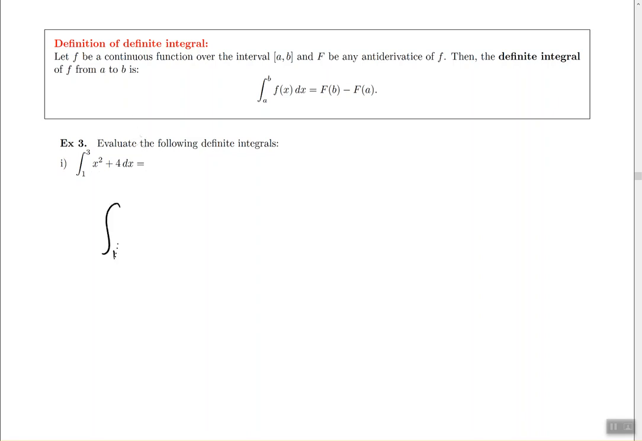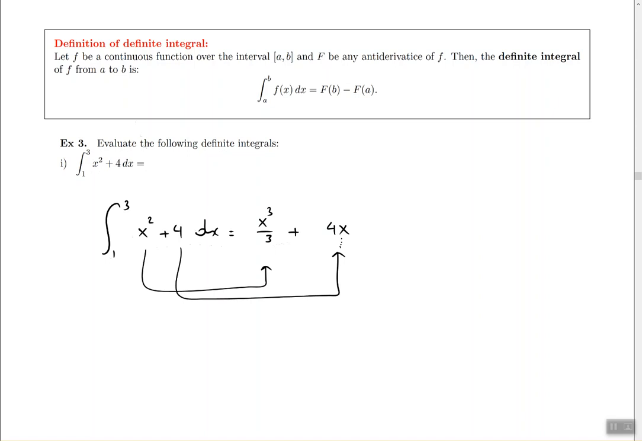So let's start with this first one. It says 1, 3, and then x squared plus 4. So the antiderivative going from 1 to 3 of x squared plus 4 dx. The way it works is we start by doing the antiderivative for x squared, which is x cubed over 3. We add 1 to the power and divide by the same number. That's because of the power rule. And then for 4, the antiderivative is 4x. And so we're basically finished.